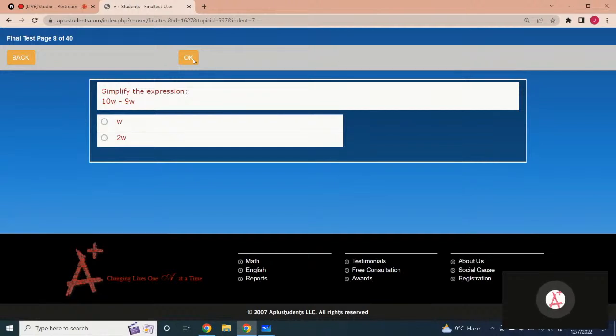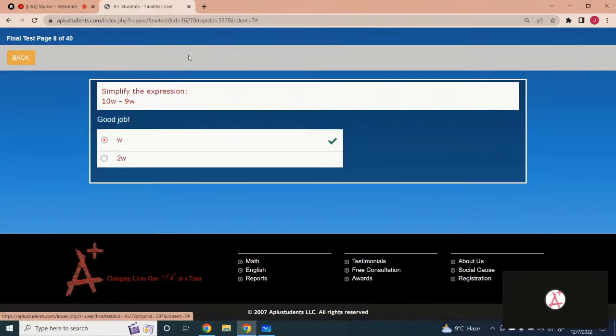Okay, simplify the expression 10W minus 9W. So you have to subtract them. 10 subtract 9 is? Very good. It is just a W. Either you can write 1W or W. That would be the same. Got it? So just select the correct option, then click on the OK button.